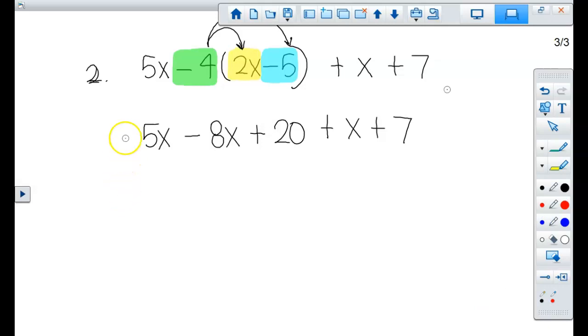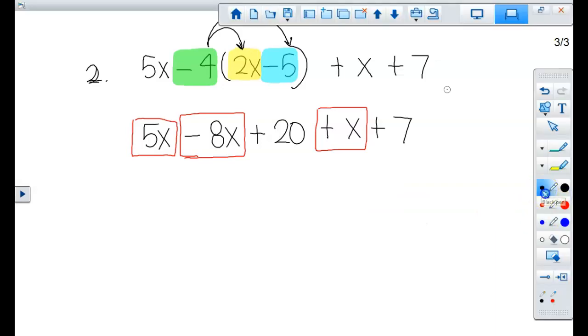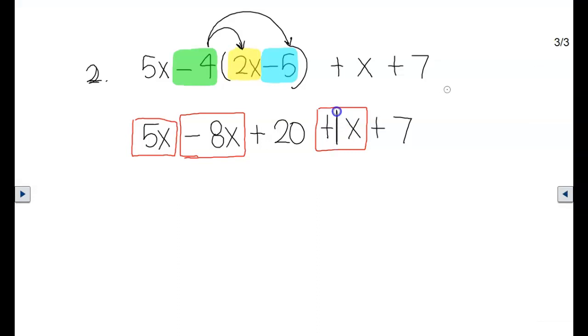Now let's see if we can combine like terms. So my first term is a 5x. Last name, variable part, is x. That is true for minus 8x. And for plus x, and I need to remember when I see him, plus x, he doesn't have a number like these two terms have. I need to remember there's a plus 1 there. So I'm going to write that in so I don't forget. So these three red terms are going to go together.